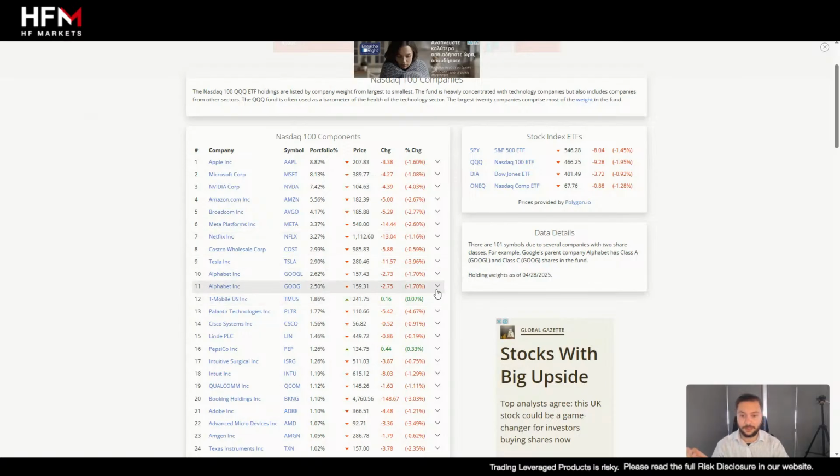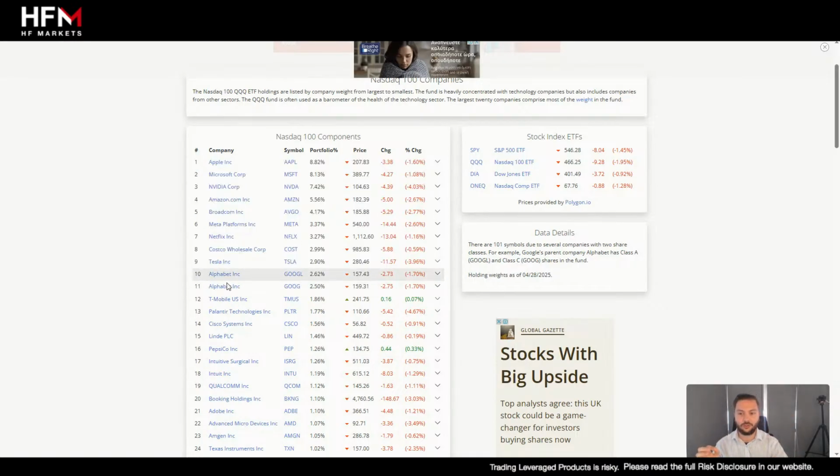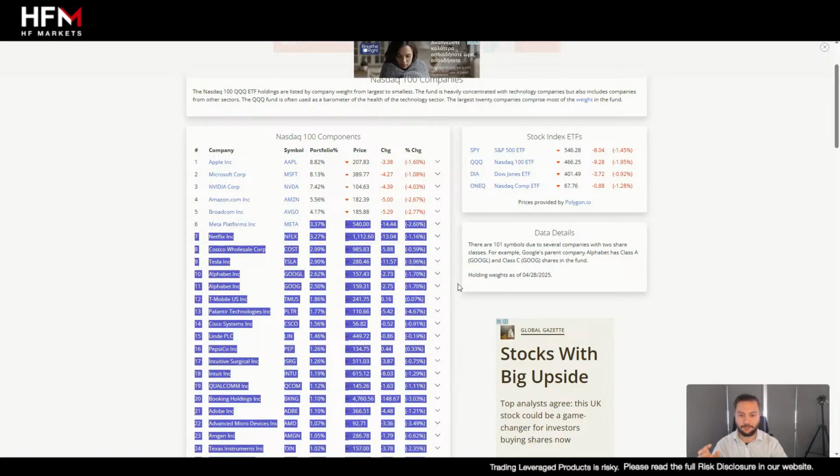Actual theories, ladies and gentlemen, is they look at the top 10 most impactful companies. Now, when I say the top 10 impactful companies, keep in mind it's the top 11 components. Why? Because there's two Alphabet stocks. You've got different classes of stocks. Two of those classes are included. So these top 11 companies there.